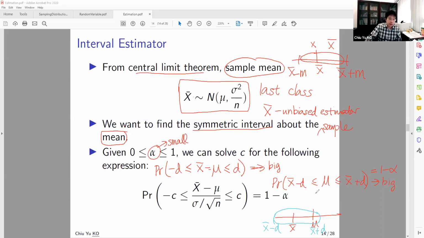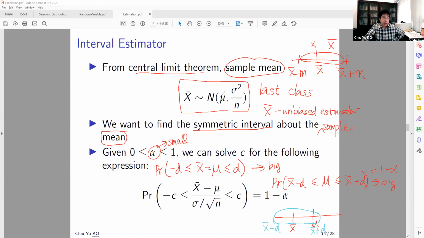So instead of giving x bar, I want x bar plus d and minus d. I want to figure this out, and I want this to include the mu, with big probability. With this interval, I want to estimate. Is that clear what we want to do? Because it's a random sample, mu can be anything at the end of the day. So that's why you want a high probability for this to be true.